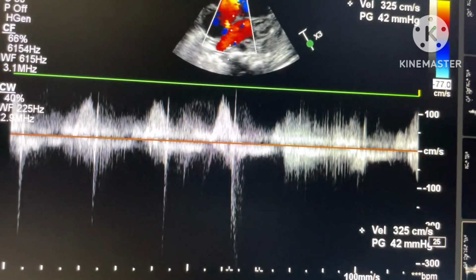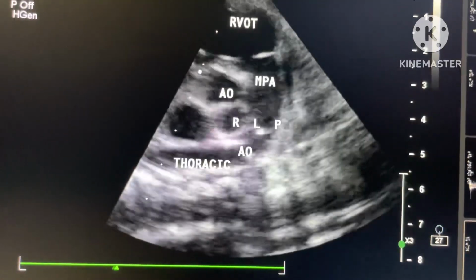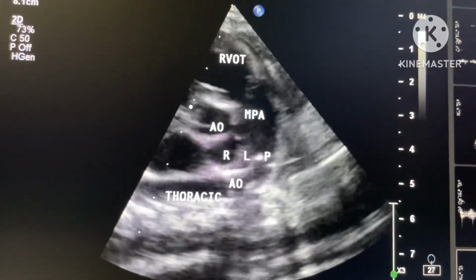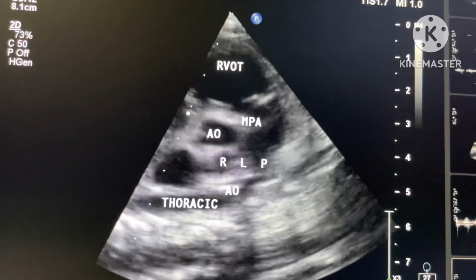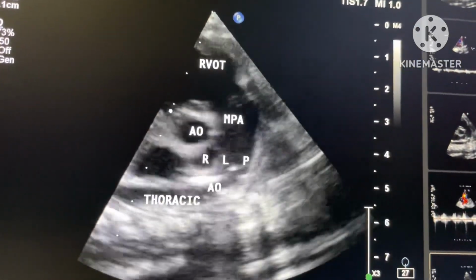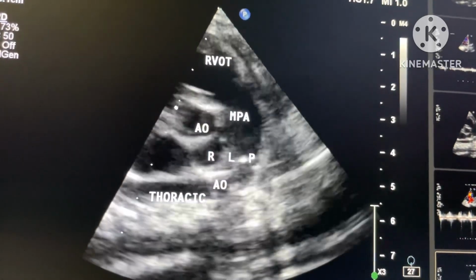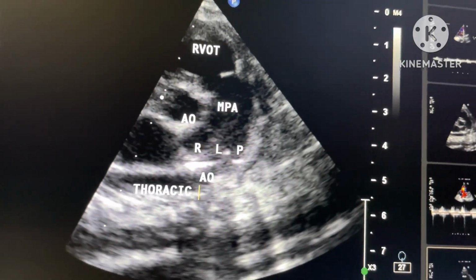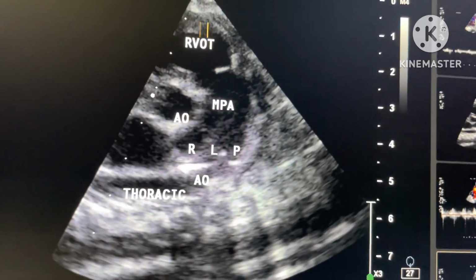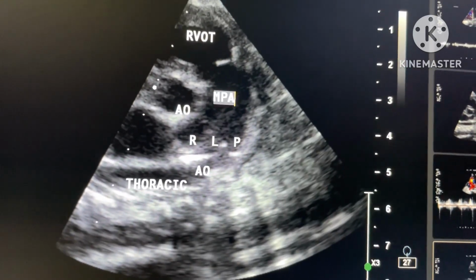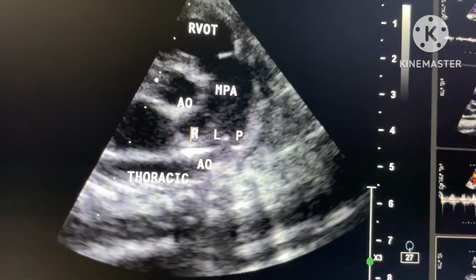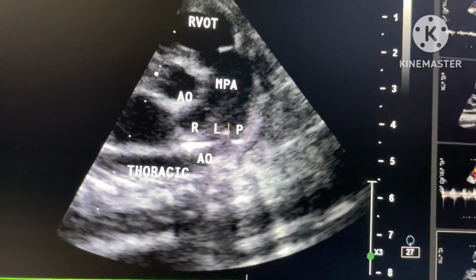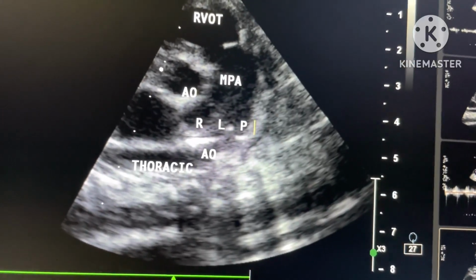Four-chamber view. Now see the nomenclature. Whenever you have doubt regarding patent ductus arteriosus, from right to left, you can see the branches of main pulmonary artery. This is aorta. This is thoracic aorta. This is right ventricular outlet. You can see this is pulmonary valve. This is main pulmonary artery or pulmonary trunk, and these are the branches: right pulmonary artery branch, left pulmonary artery branch, and most lateral one, that is PDA.